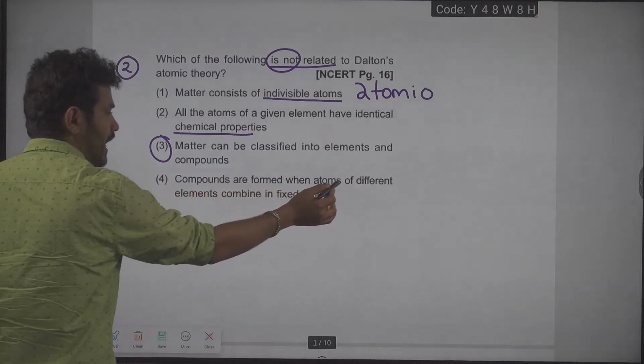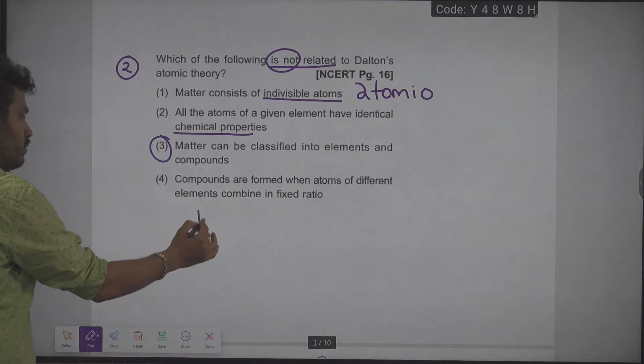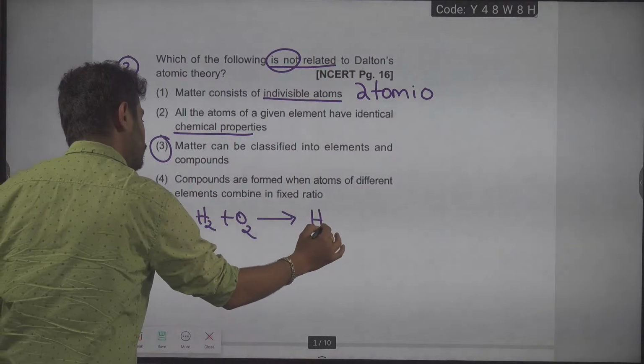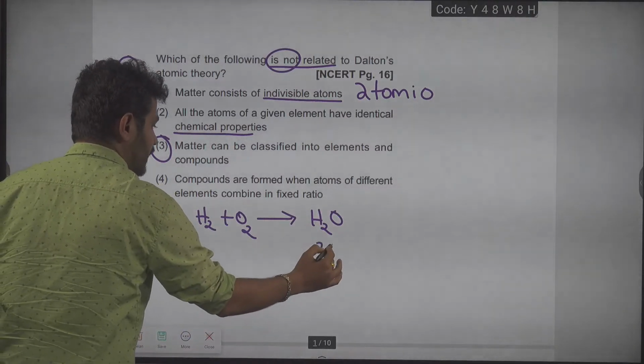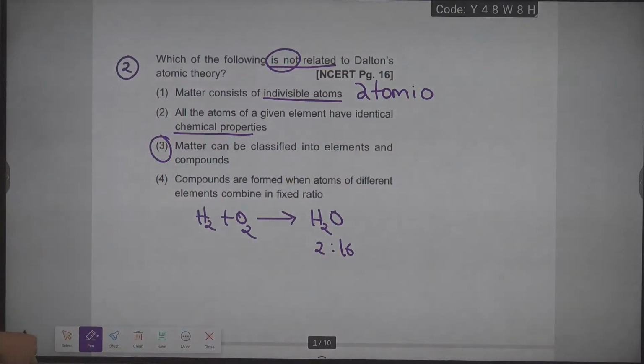Compounds are formed when atoms of different elements combine in a fixed ratio. In the last question also we discussed the same thing. Like H2 plus O2 is giving rise to H2O. Here, what is the mass ratio of hydrogen and oxygen? It is 2:16, right? 1:8 is the simplest ratio.